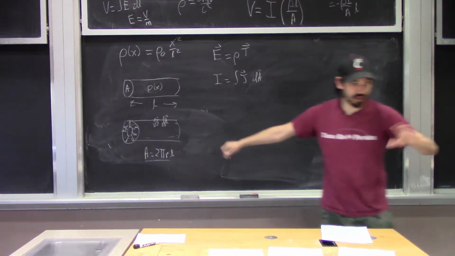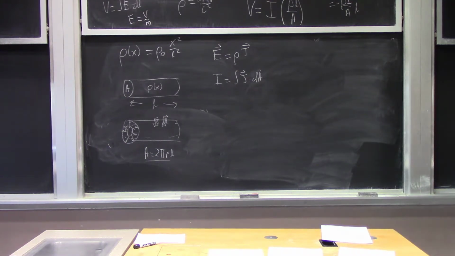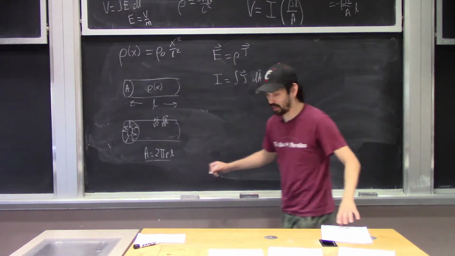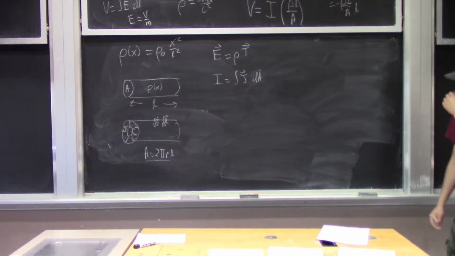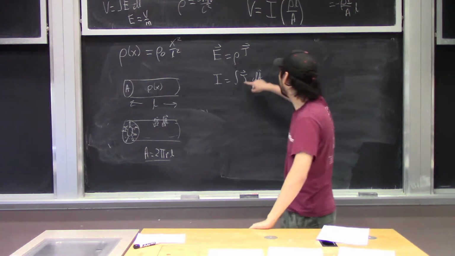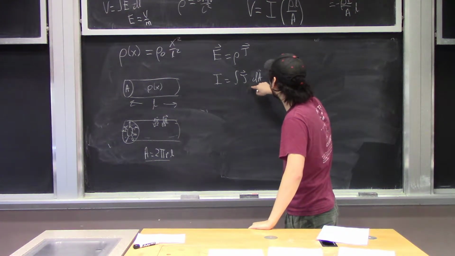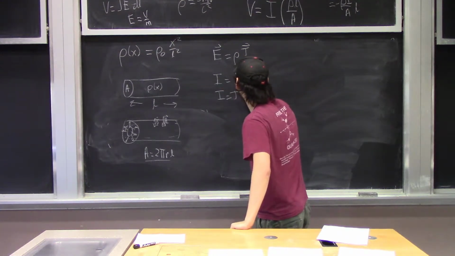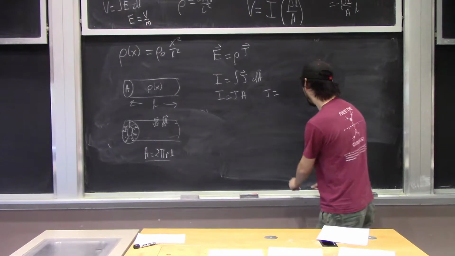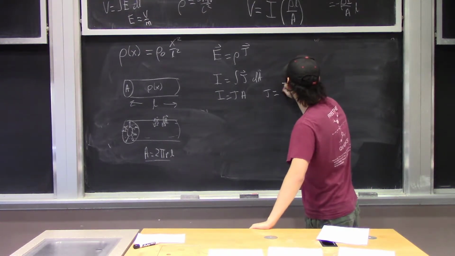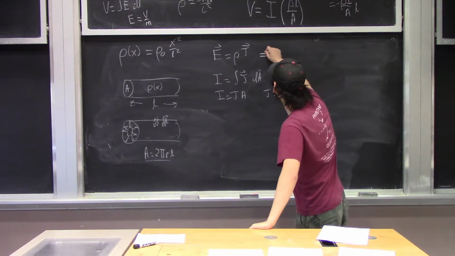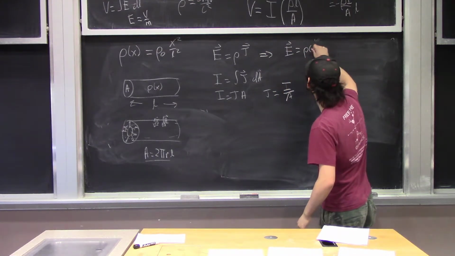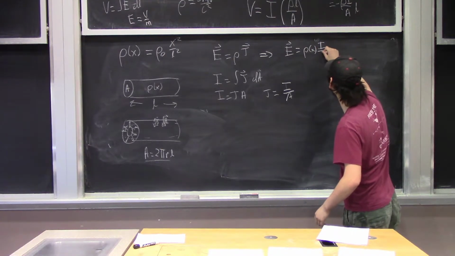So as always with these types of questions, you have to be very careful with the type of geometry that you have. And we'll see this in the homework for tonight, where I do the same thing with a sphere. So to come back to this exact problem, I is equal to the integral of J dot dA, which is just going to give me identically I equals J times A, or J is equal to I divided by A. And so this equation can be written as E vector is equal to rho as a function of x times I divided by A.